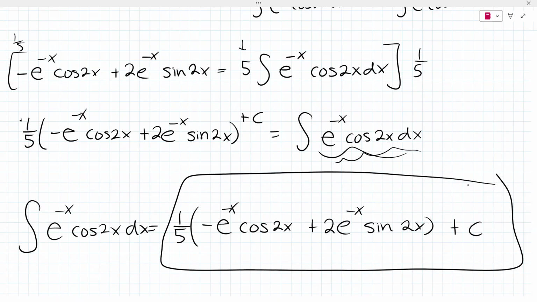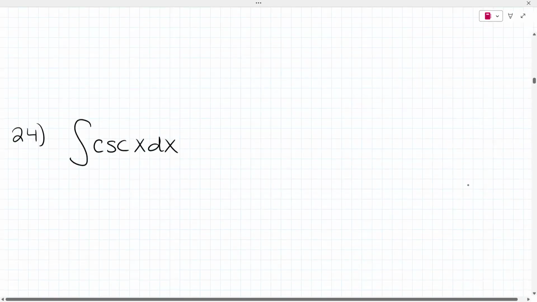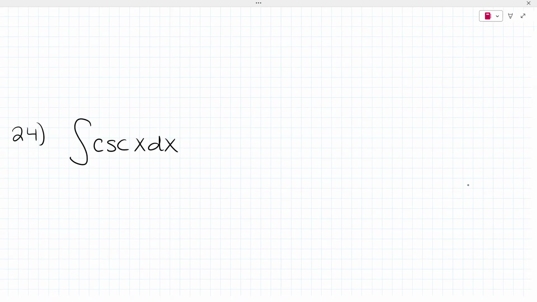Okay, let's move on to 24. So 24, we have the integration of cosecant x dx. We're going to have to use some kind of identity. I somehow want to make a cosecant square x, and to do so, I can multiply top and bottom by cosecant x plus cotan x.